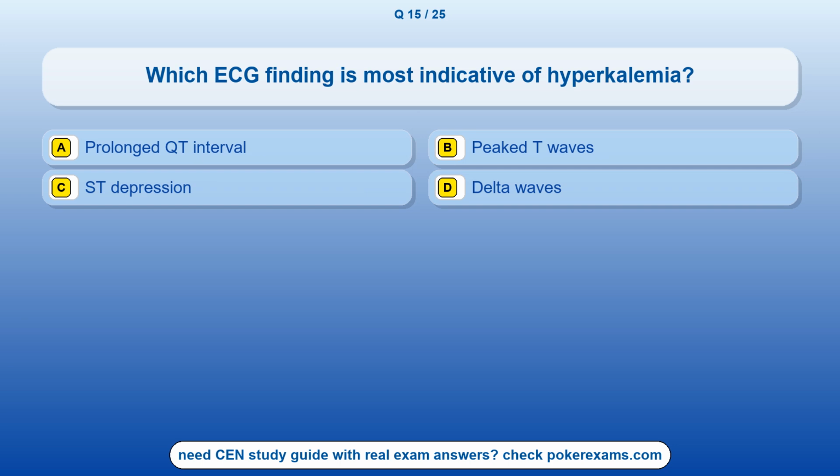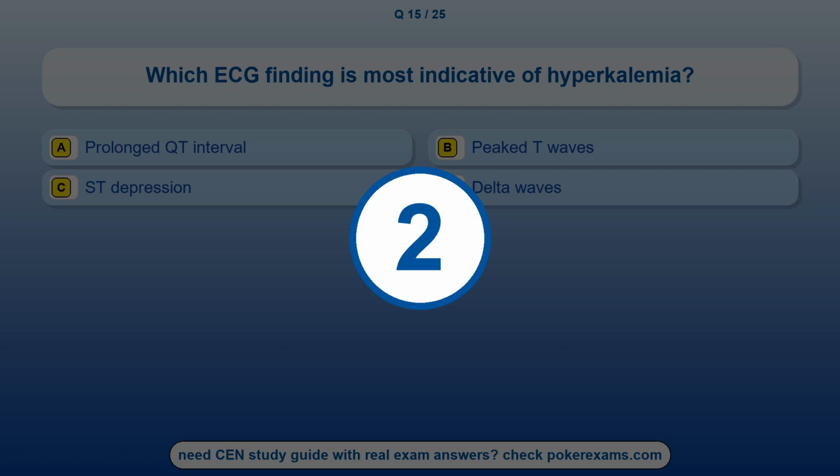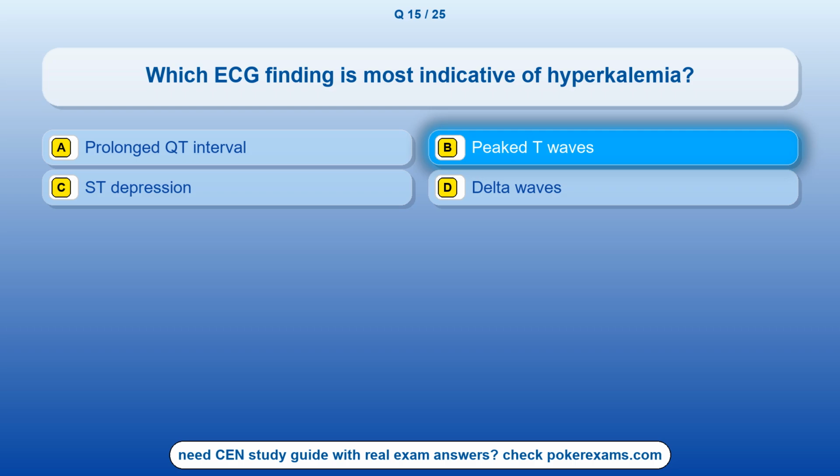Question 15. Which ECG finding is most indicative of hyperkalemia? Option A, prolonged QT interval. Option B, peaked T waves. Option C, ST depression. Option D, delta waves. The correct answer is option B, peaked T waves.